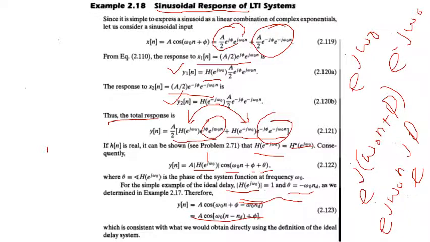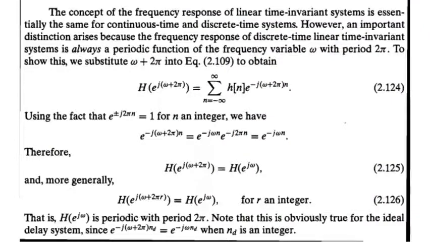So let's move on to the next slide. Now in this slide we will talk about the periodicity of the response of a discrete time system. The frequency response of an LTI system is essentially the same as for continuous time. So the frequency response for continuous time and discrete time is almost the same. However, an important distinction is that the frequency response of a discrete LTI system is always periodic. As I've told you, the response of a discrete time system is always periodic with the period omega plus 2 pi. If I add 2 pi in the frequency, the response is going to be the same.